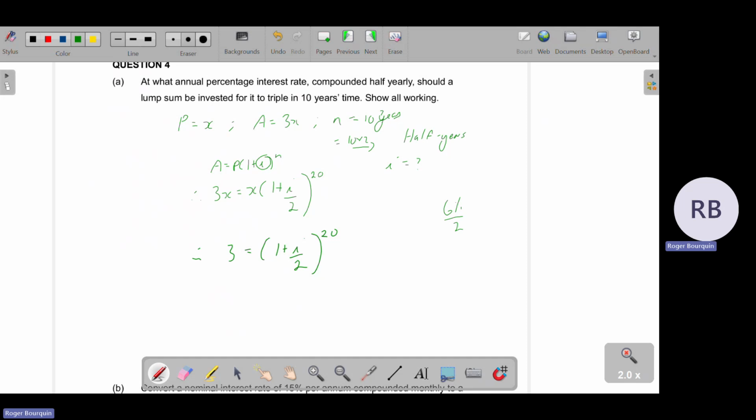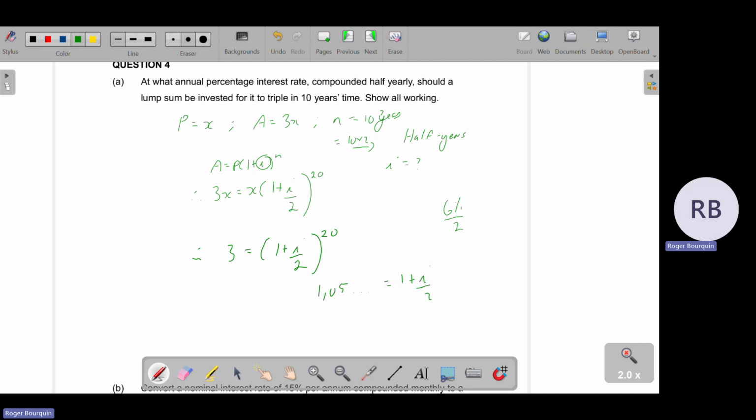Take the 20th root of that, right? So you're going to go shift 20th root of 3. Do you agree? Okay, and you get this 1,056, whatever that is. You have to write this down. Don't round it off though. Okay, it's equal to 1 plus i over 2.